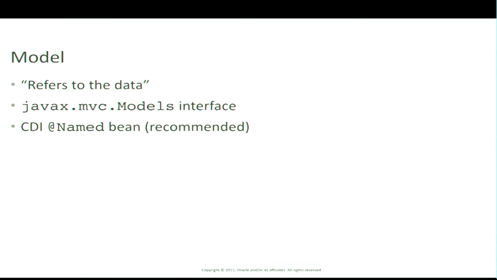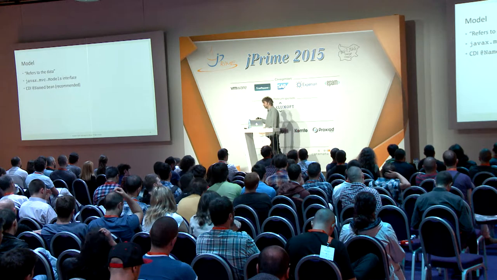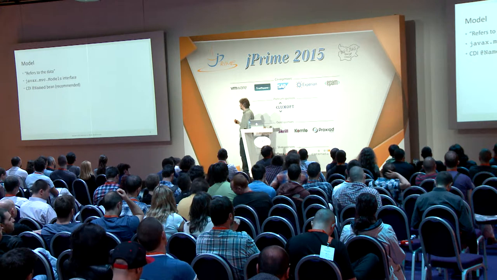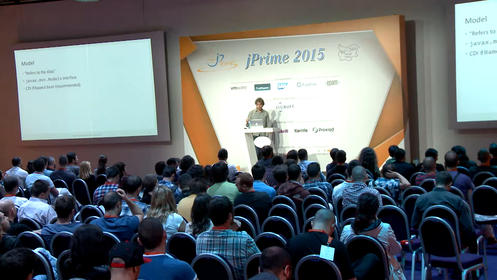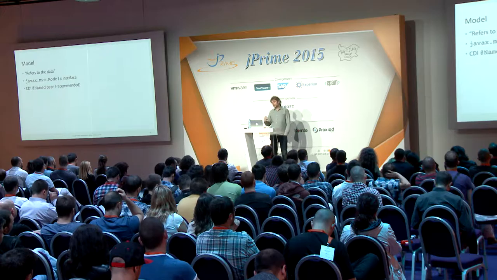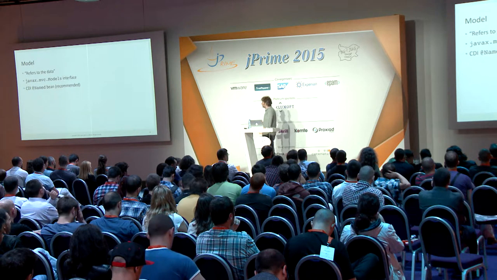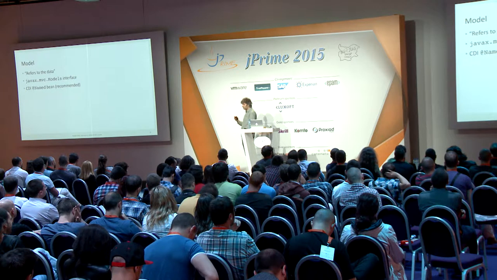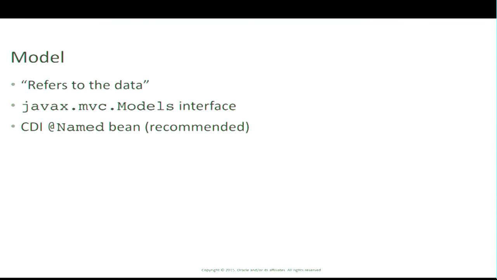For the models, so basically the models are the data that your application needs to render the user interface, to render the views. We have two types of models. The first one is just a HashMap, and the second one is CDI based. And the idea is that we would like you to use CDI whenever that is possible.